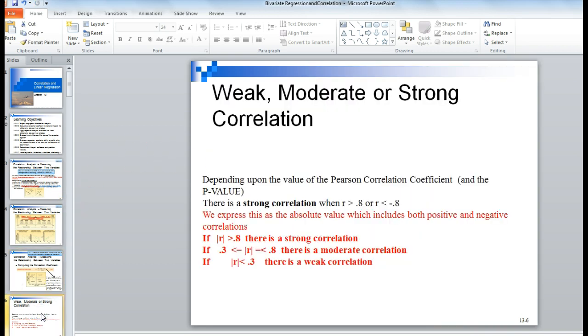So one more time, depending upon the value of r, if the absolute value of r is greater than 0.8, we're going to call that a strong relationship. If the absolute value of r is between 0.8 and 0.3, there's a moderate correlation. And then less than 0.3, there's going to be a weak correlation.